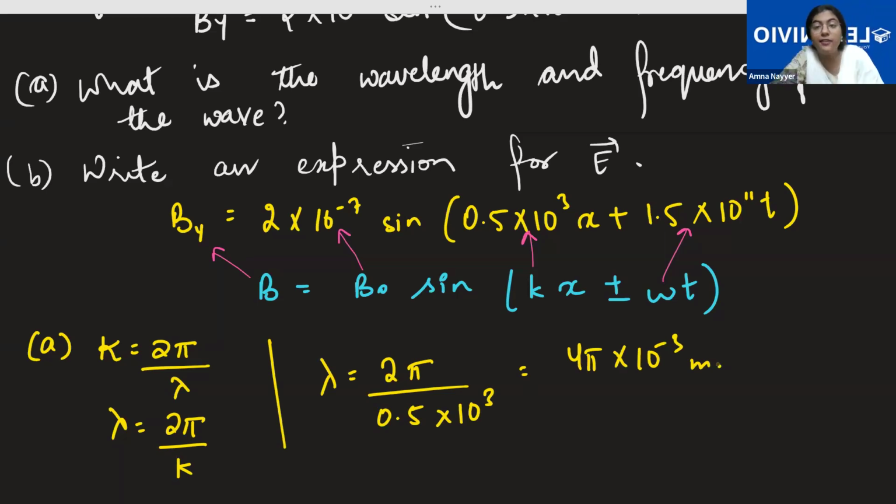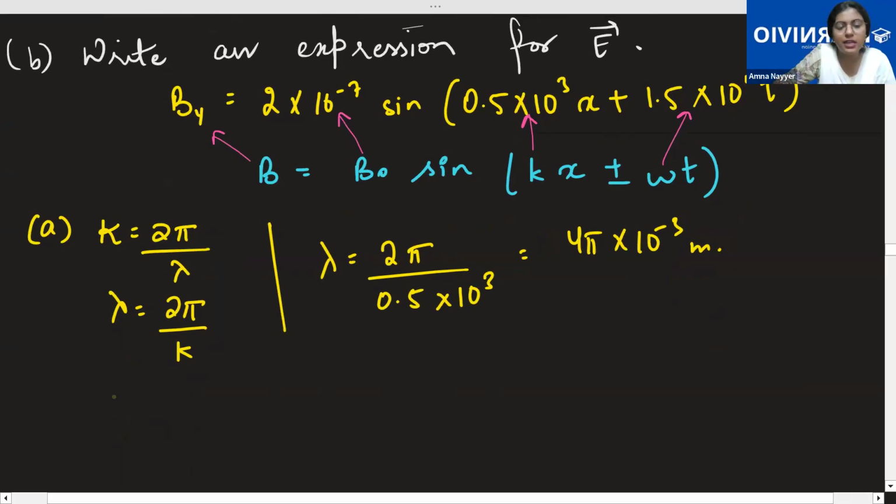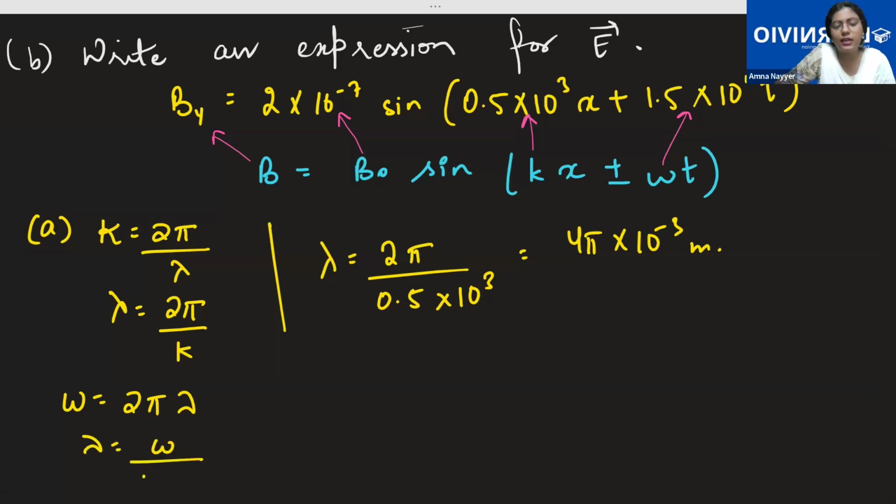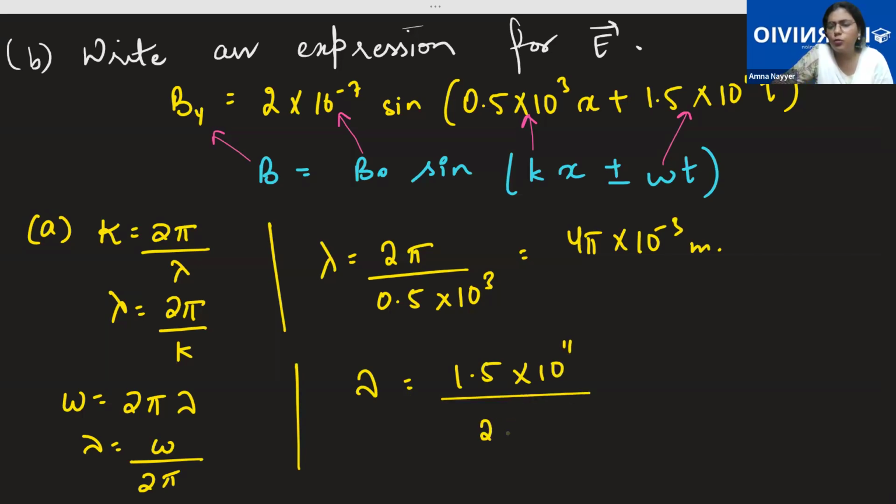It says frequency. When nothing is mentioned, by default, the frequency is the linear frequency. Angular will be specified. So it means you'll have to do one or two more steps. That is omega is equal to 2 pi nu, so the frequency is equal to omega by 2 pi. So frequency will be equal to 1.5 into 10 to the power 11 by 2 pi. This you can solve later and find out the answer. Okay, 7.25 you can write. Unit will be hertz, and you can write second.